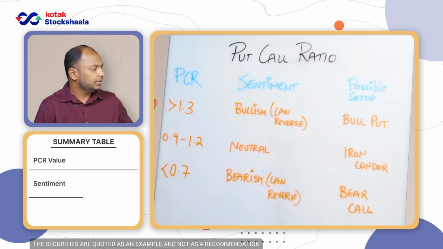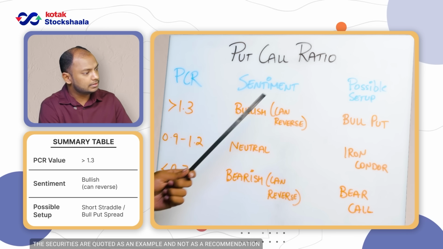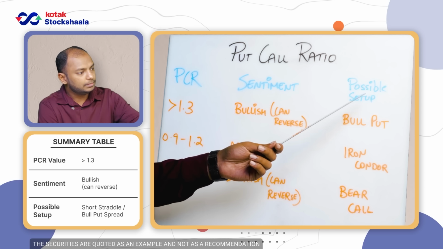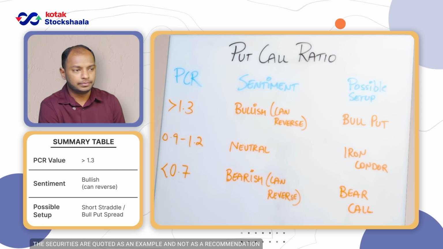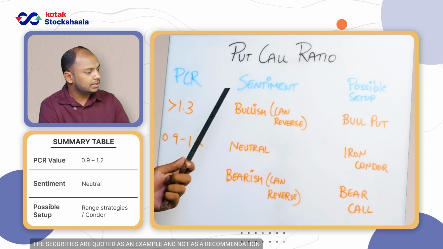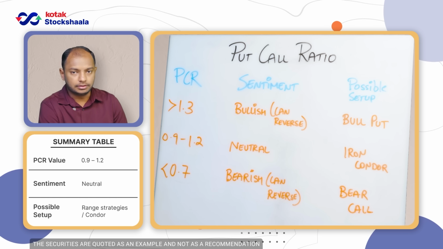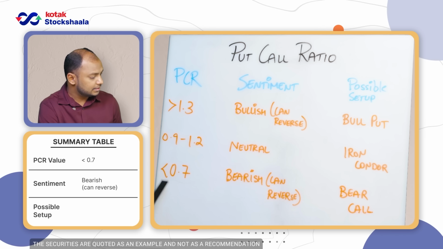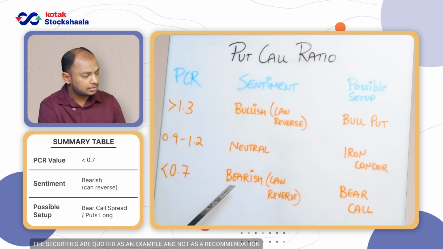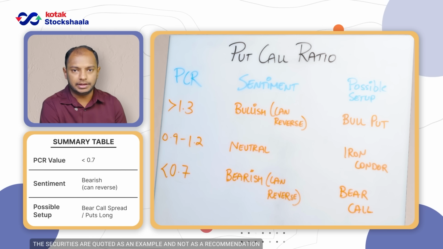So let's summarize the PCR values and what are the possible setups that we can do for each of them. Starting with greater than 1.3, the sentiment is bullish and the possibility is that it can reverse. And the setup that you can go for is a bull put spread. On the second one, it is 0.9 to 1.2 PCR. It means that the sentiment is mostly neutral and the possible setup for that is an iron condor. And the third one is less than 0.7. It represents a bearish market and possibly can reverse as well. So the possible setup for this is a bear call spread.